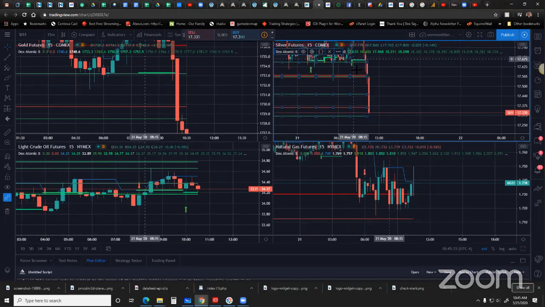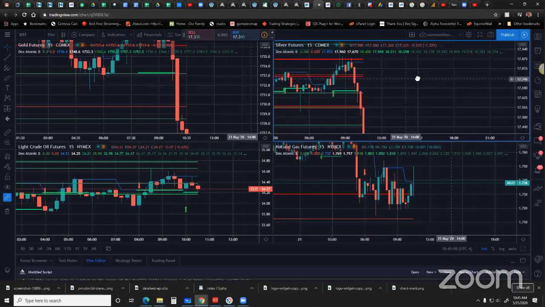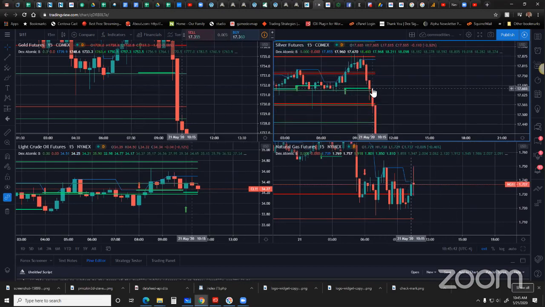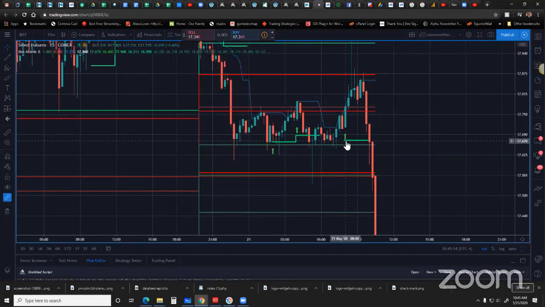So what did we end up trading? We didn't trade silver, right? It's on a 2-hour. Wow, that one went pretty good too. Let me show you this one. This is the signal right here, and here is the time frame. Pretty powerful. I'm very impressed.